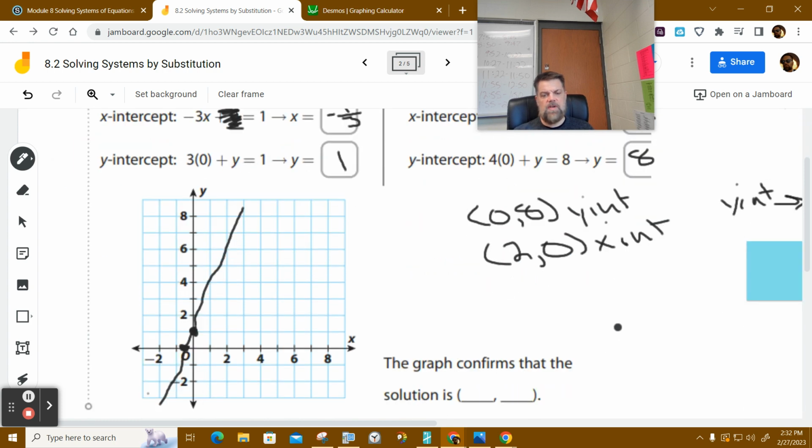So now I'm going to graph those. So I'm going to say 0, comma 8. This is one of them. And then 2, comma 0. And then I draw a line as best I can through those 2 points. And they cross right at the intersection, which would be 1, comma 4. Okay? So then the solution is still 1, comma 4. Does that make sense to you guys?